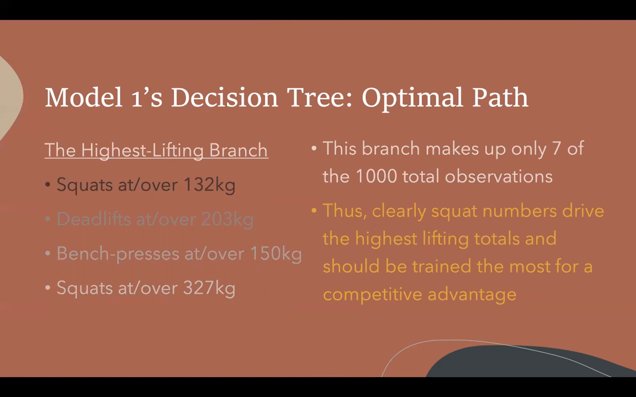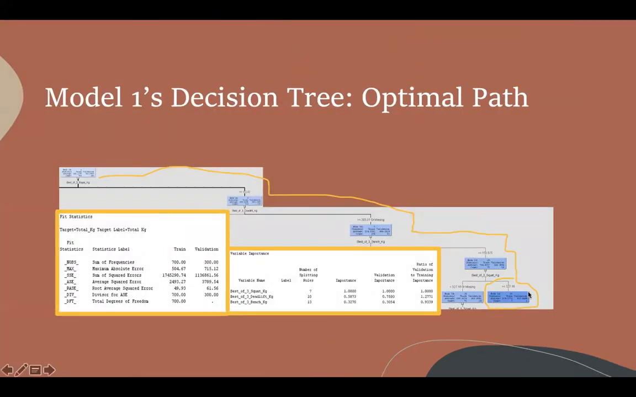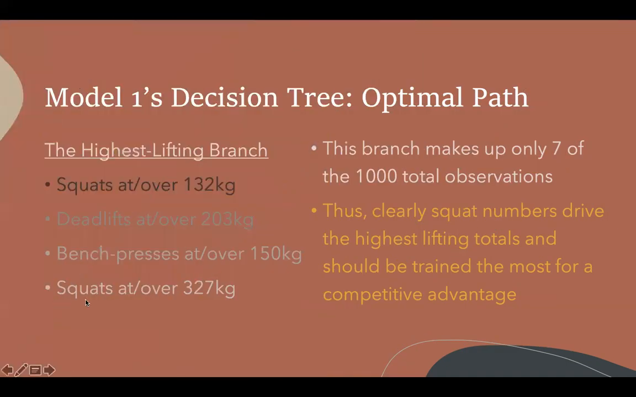And then the most elite basket of lifters, pictured here in the darkest blue, squat at over 327 kilograms, at least in this sample. In this random sample, that happens to be the case. It could be more, it could be less, but in this random sample of 1,000, the top 7 lifters all fell into this basket. So this branch only makes up 7 of the 1,000 total observations. So clearly squat numbers drive the highest lifting totals since they were the first in the branch. And then they should be trained the most for a competitive advantage, seeing as people lift the most in squat, and that helps differentiate people most. Perhaps there's synergy with other lifts. Obviously, further research would need to be done to verify that.